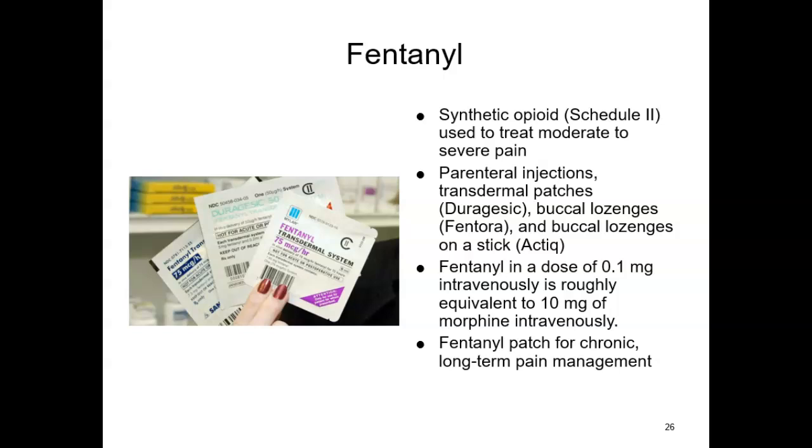Fentanyl was prescribed actually for, oh my gosh, I can't even think of his name, it's gonna grind my gears here until I figure it out. Tom Petty. Tom Petty had fentanyl prescribed for him, which was implicated in his death.